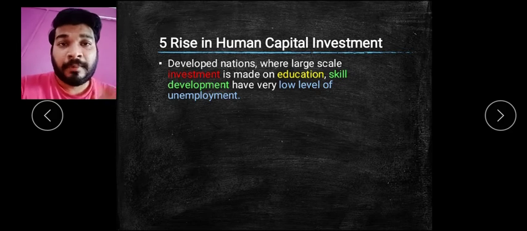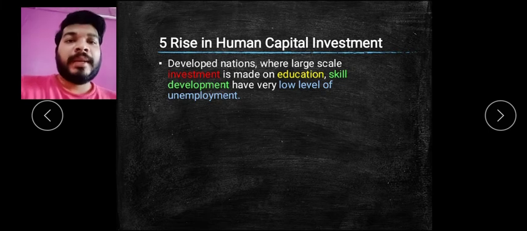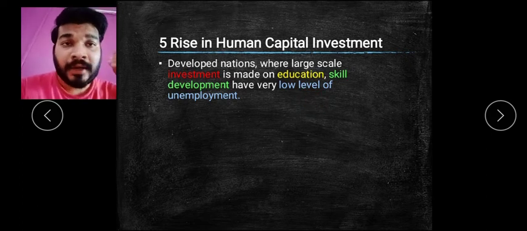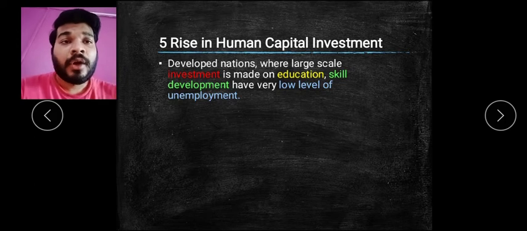Education, skill development, trainings, different types of skills and abilities to be developed, so that what will happen, ultimately they can go with growing their own ability, talent, and they can earn more. So ultimately, because of this, if they're educated, they have skill, everything, they will get their own job or they can make their own businesses. Ultimately, you find that there is very low level of unemployment, which you find in, we can say, developed nations.